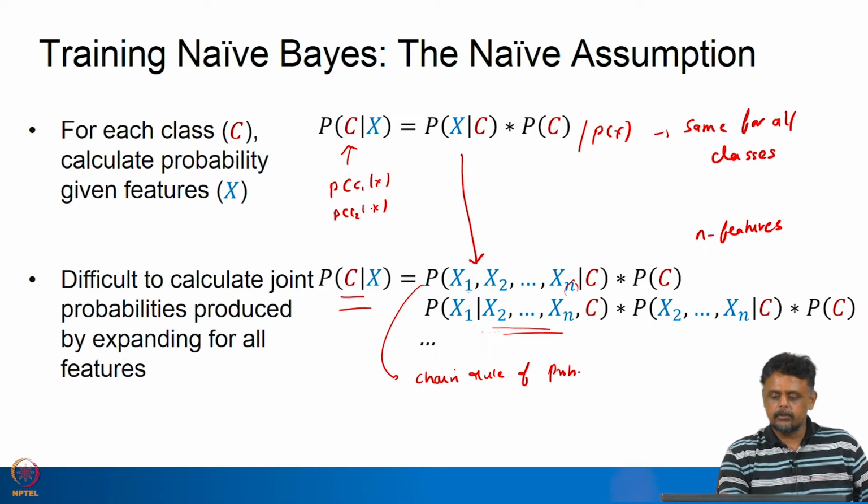So, then we can once again use the Bayes rule to rewrite this. We can use the joint probability, how we write the joint probability in terms of conditional probabilities. We can use that rule to write down this p of x1 to xn given c as p of x1 given x2 to xn and c times p of x2 to xn given c.